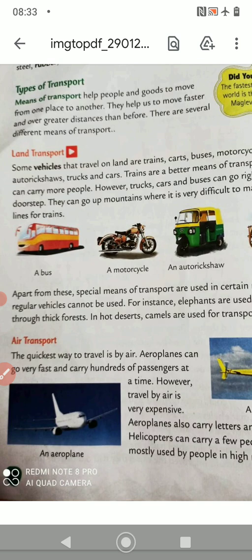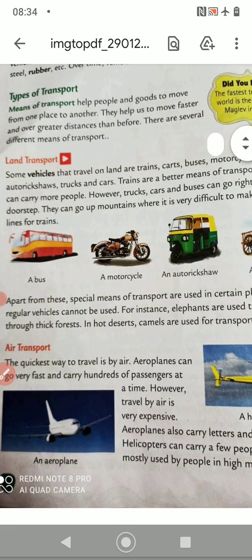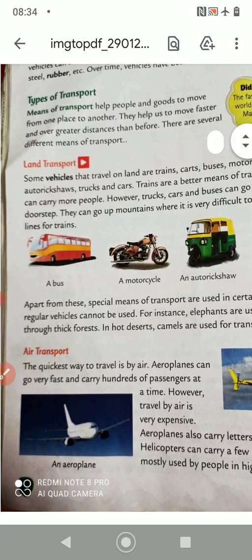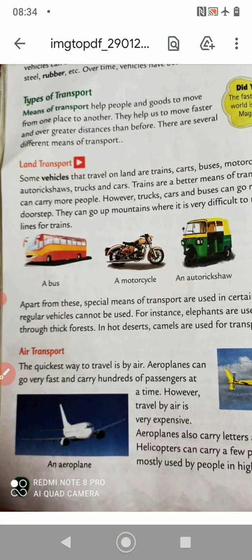Means of transport help people and goods to move from one place to another. They help us to move faster and over greater distances than before. There are several different means of transport. So what is the first one? Land transport. Whatever transport you see on the road is called land transport. Some vehicles that travel on land are trains, cars, buses, motorcycles, auto rickshaws, and trucks.